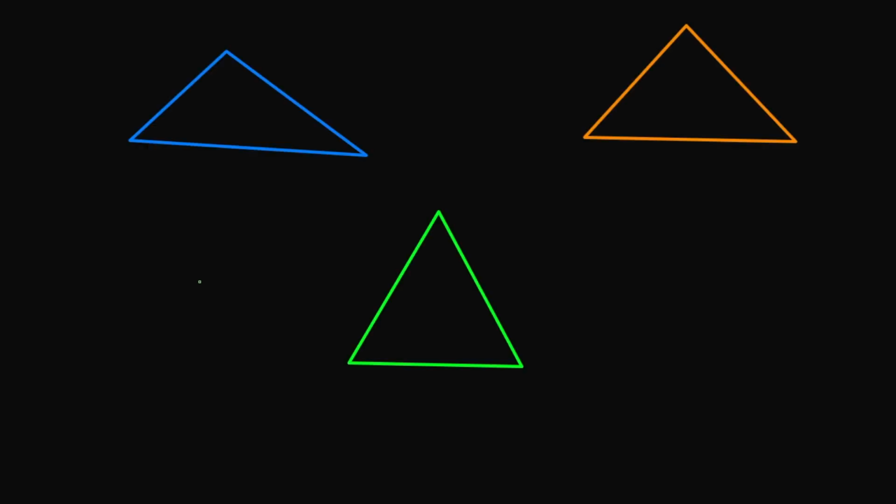Hey guys, welcome back. So today we'll be classifying triangles by the length of their sides. So let's look at these examples here. Let's look at my blue triangle that we have here. If you have a triangle where none of the sides are equal, so for an example, let's say this was 2, this was 3, and this was 6. If none of the sides are equal, then you have a scalene triangle.